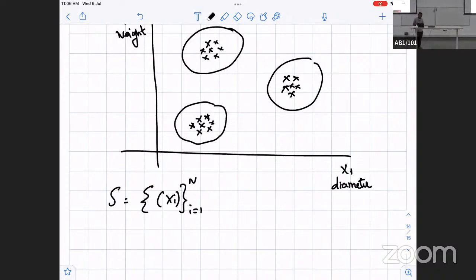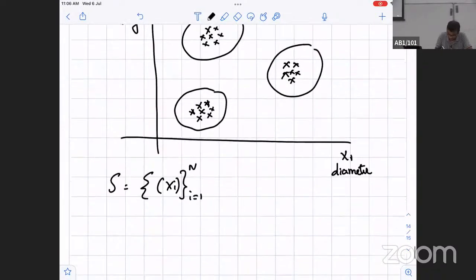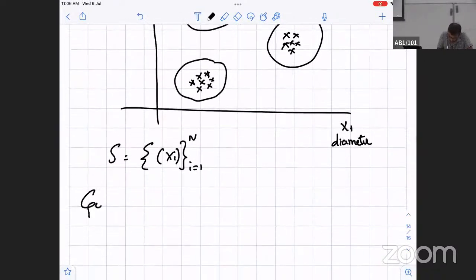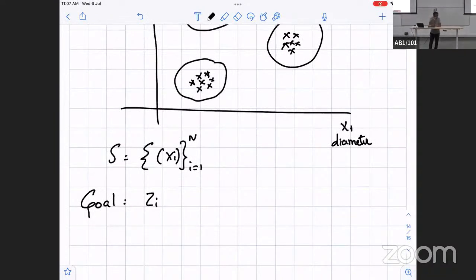There are other techniques of dimensionality reduction, such as PCA, and other topics like LDA, linear discriminant analysis. All these things you can do for dimensionality reduction. But do you understand the point? Grouping points like this is an important task. So what do you want to do? The goal is to get labels Z_i for every point in some particular way.